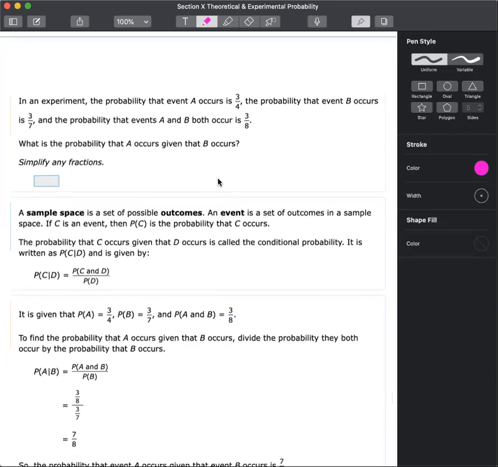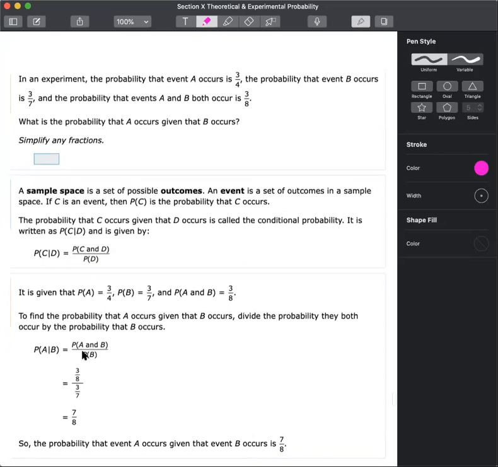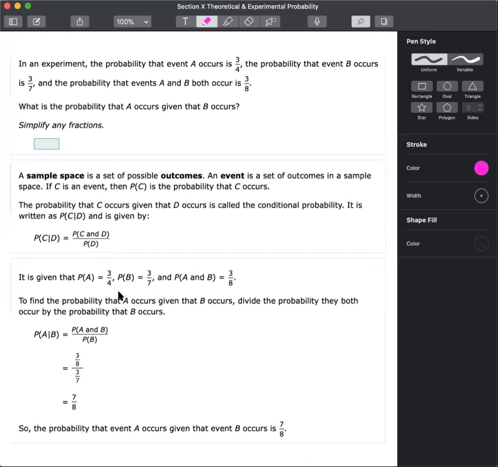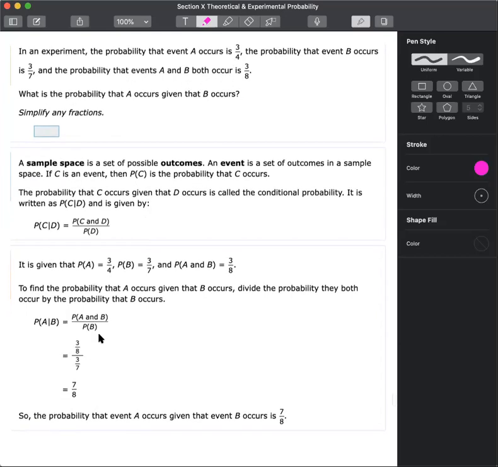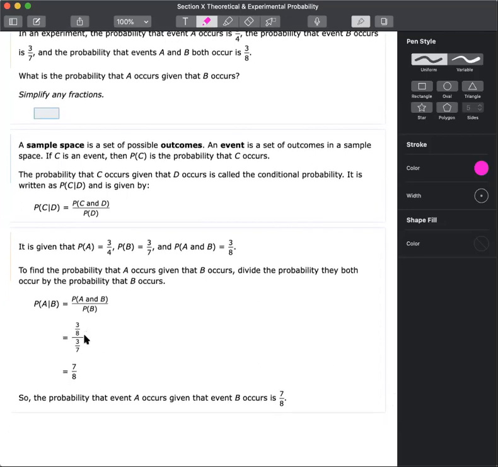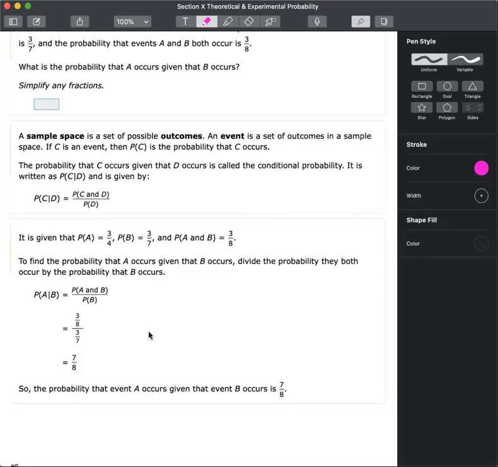So if we're going to look down here, the probability of A and B is going to be on top, in the numerator, and then B is going to be in the denominator. So the probability of event B. Okay, so we're solving for A. So you're kind of looking for everything except A, right? So you're going to find both of them on top and then B on the bottom. Multiplying out 3/8 all over 3/7, and that's going to reduce down to 7/8. So the probability that event A occurs given that B occurs is going to be 7/8.